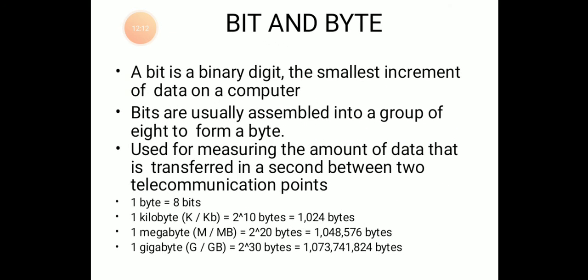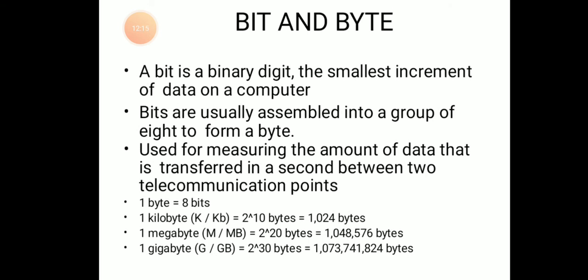Next we will discuss general information about bit and byte. Every computer has bits and bytes, so depending on bit and byte we will discuss. So what is a bit? A bit is a binary digit, the smallest increment of data on a computer. Bits are usually assembled into a group of 8 to form a byte. It is used for measuring the amount of data that is transferred in a second between two telecommunication points.